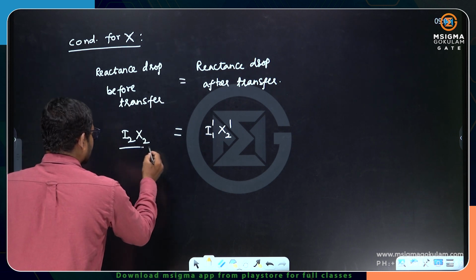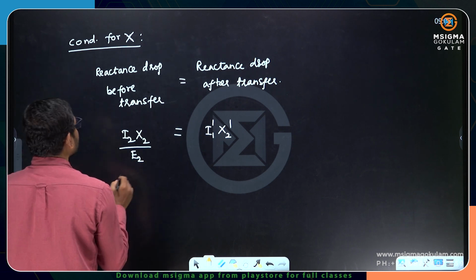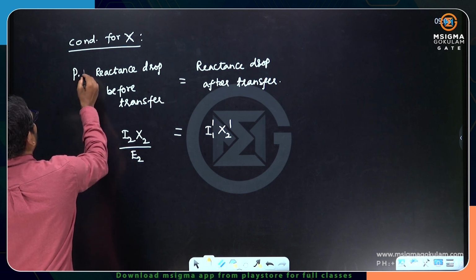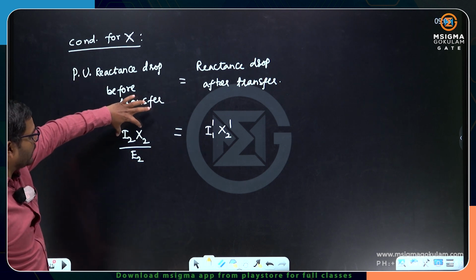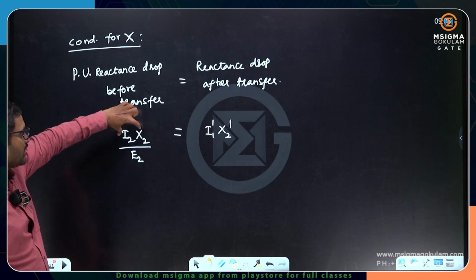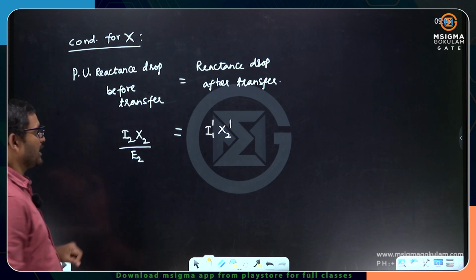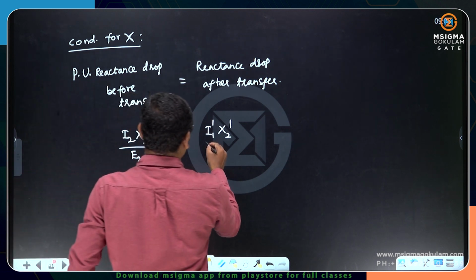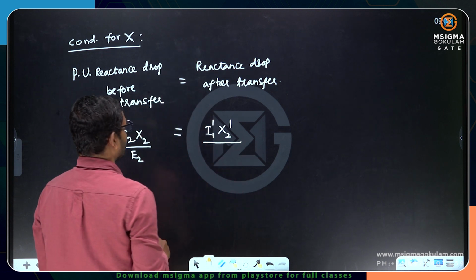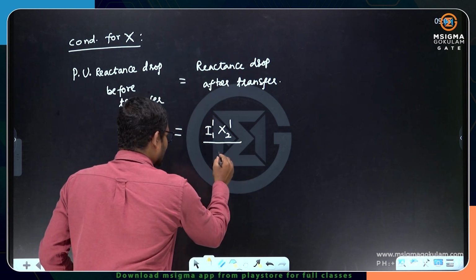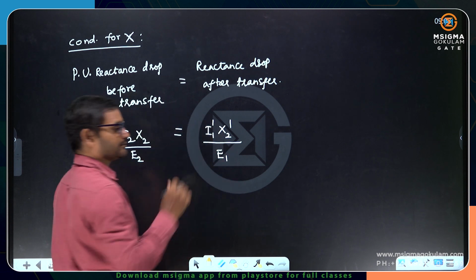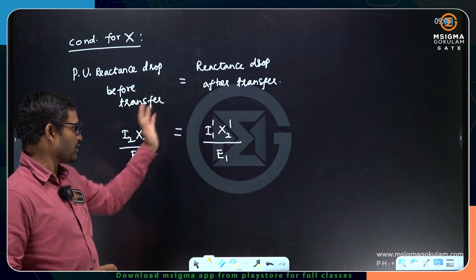So I can take this up as per unit reactance drop, actual value by base value. Per unit reactance before transfer and per unit reactance after transfer. This is the actual value. What is the base value? The base value here is E1, not E2, because it is referred onto the primary side.